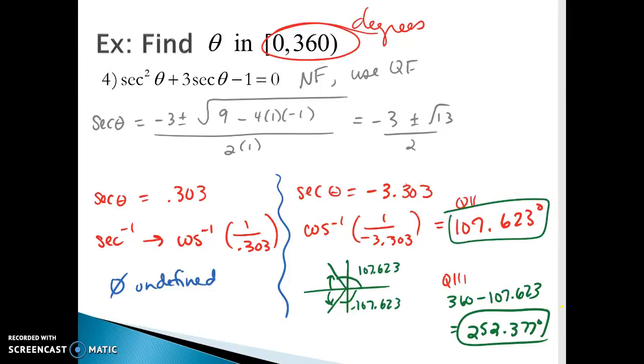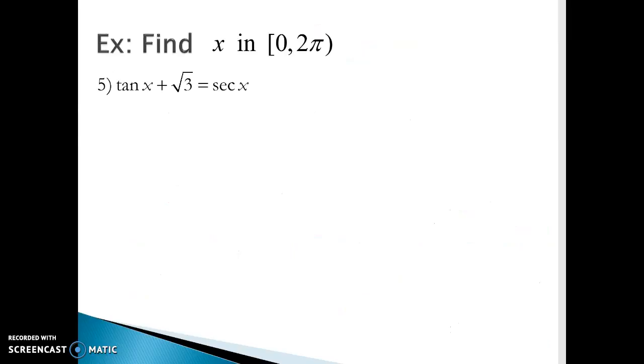All right, last problem. In this problem here, we can't really use any of the methods that we have done so far. First of all, tangent and secant don't have anything in common. It's not like they're reciprocals. And let's say we were to multiply both sides by a cosine. All that's going to do is give us a problem that has 2 different functions that we can't factor. It's not going to help us.